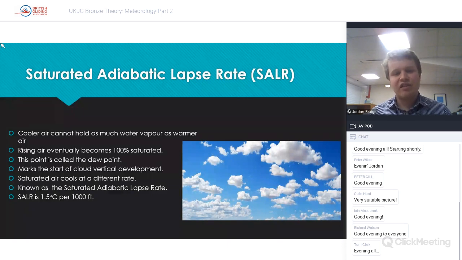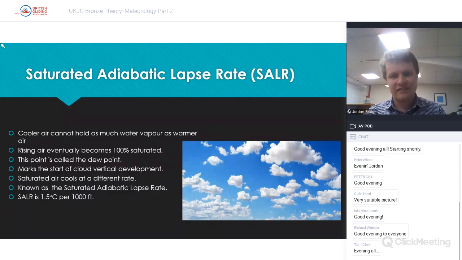This generally shows the start of the vertical development of the cloud, and is around the same point as the dew point as well. So again, knowing that dry is 3 degrees per 1,000 feet, saturated is 1.5 degrees per 1,000 feet, and the difference between the two. So we've got to about 100% relative humidity. Once we get to this point, things are starting to condense.